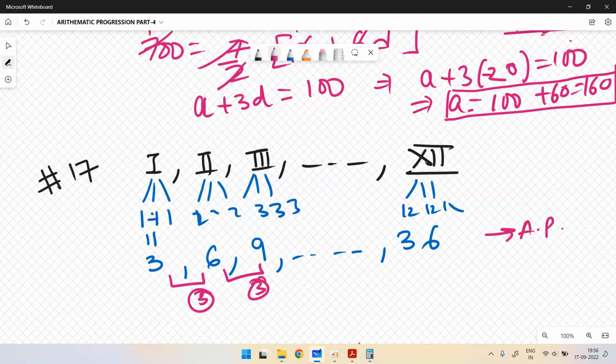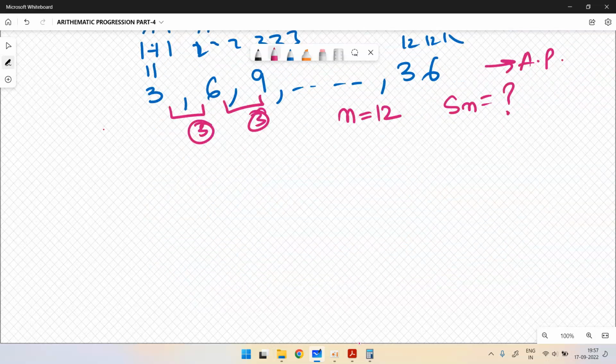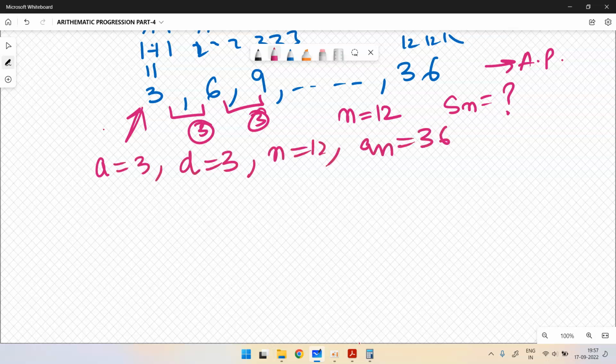Now you need to calculate how many total trees will be planted. Ultimately you need to calculate the value of Sn. You know that this is class 12, so the n value is 12. 1 to 12 is 12. So everything is given to you. Here you can see that A is 3, D is also 3, and N is 12, AN is 36. So it will not be difficult to find S of N.